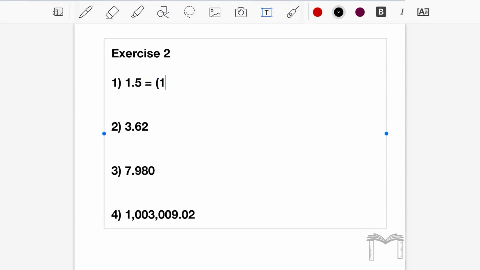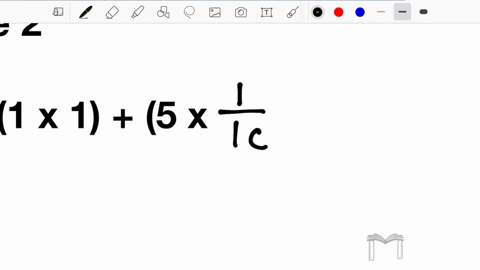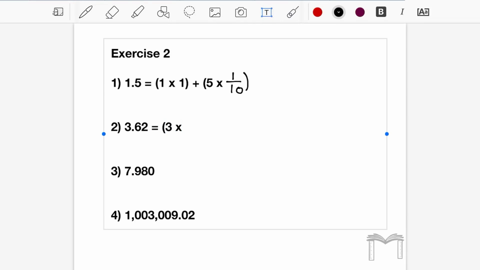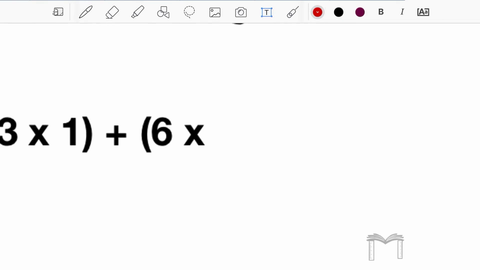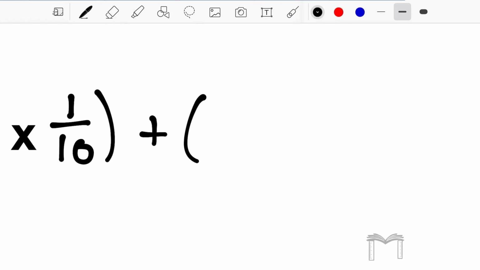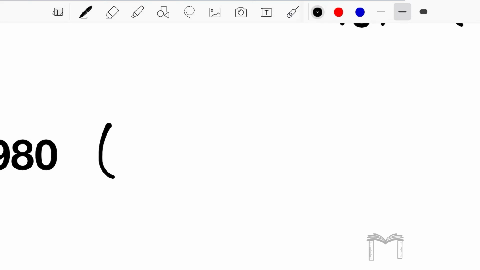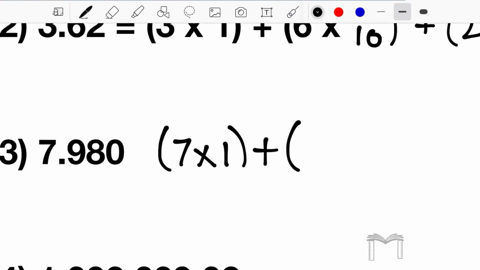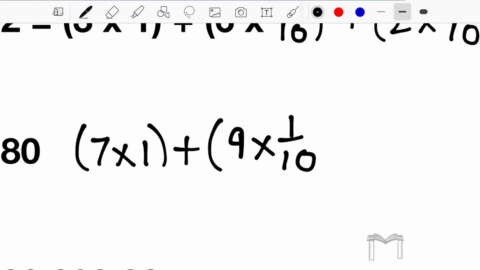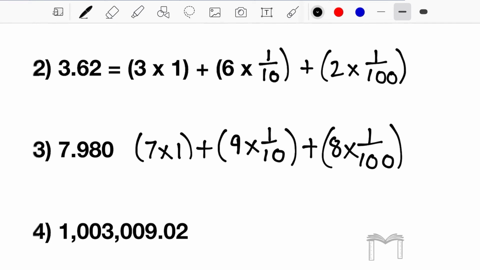Exercise 2 solutions. 1 times 1 plus 5 times 1/10. Number 2. 3 times 1 plus 6 times 1/10 plus 2 times 1/100. Number 3. 7 times 1 plus 9 times 1/10 plus 8 times 1/100. We can leave out a 0.